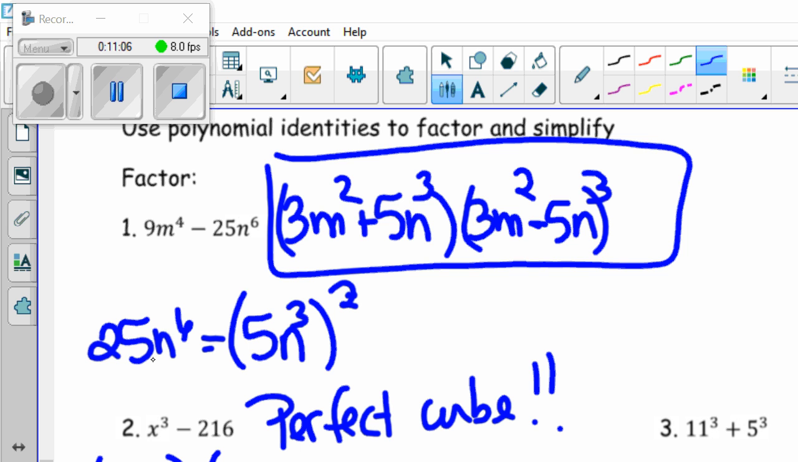Then my next set of parentheses, I take this first term and I square it. So x squared. I change my sign. I multiply these two together, 6x. And then plus the last one squared, 6 squared, 36. There we have it factored.